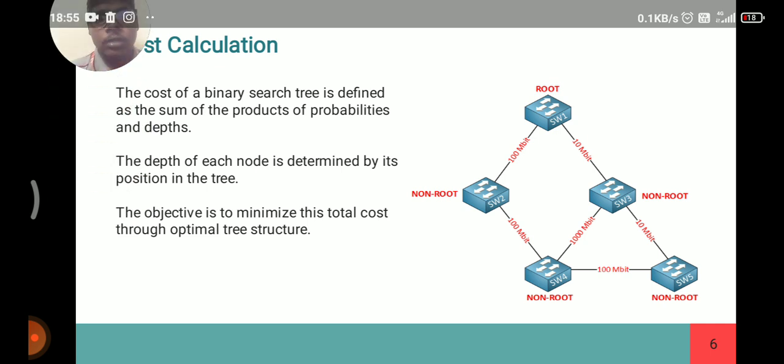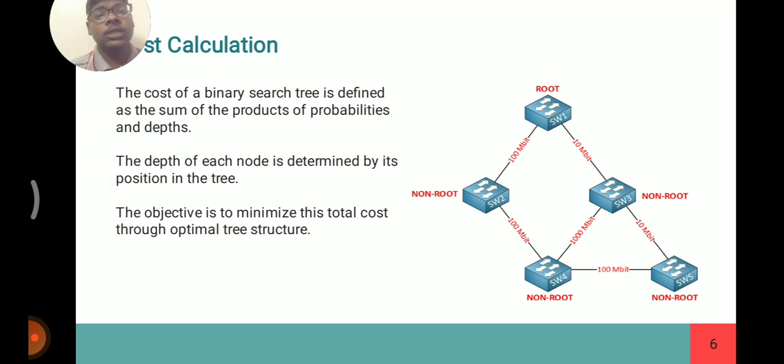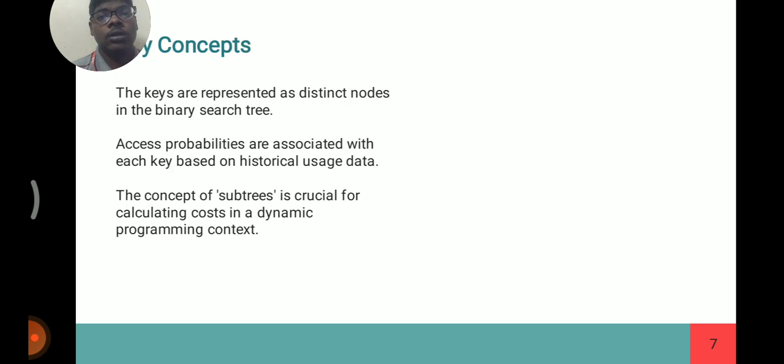Cost calculation. The cost of a binary search tree is defined as the sum of products of probabilities and depths. The depth of each node is determined by its position in the tree. The objective is to minimize this total cost through the optimal tree structure.